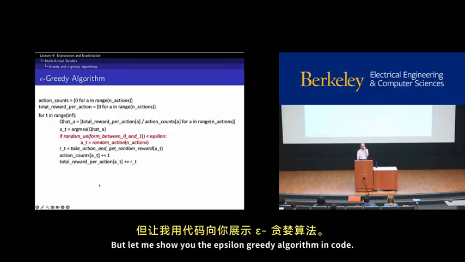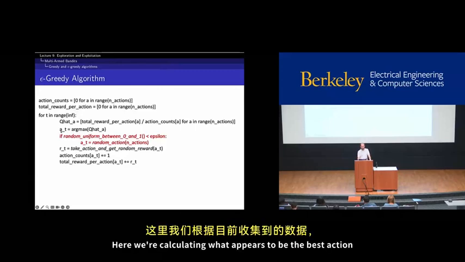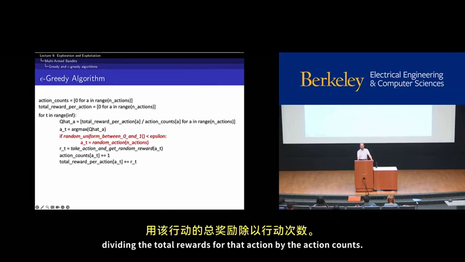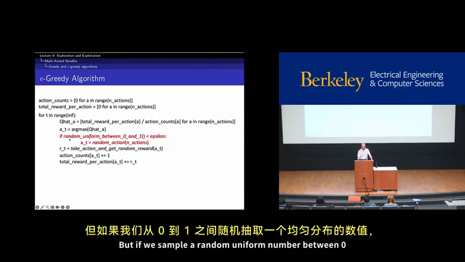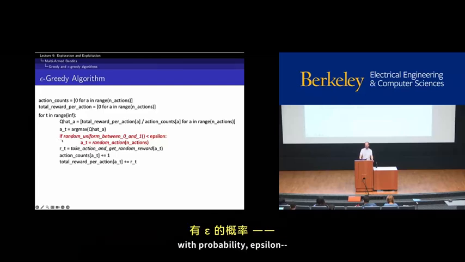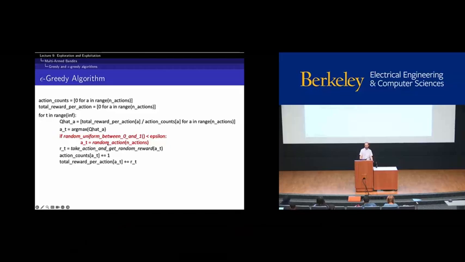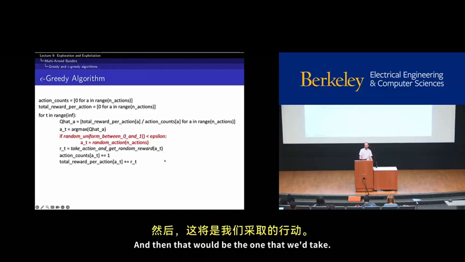But let me show you the epsilon greedy algorithm in code. So the black is the same as before. The red is what's new. Here we're calculating what appears to be the best action based on the data we've collected so far, dividing the total rewards for that action by the action counts. But if we sample a random uniform number between 0 and 1, and that number happens to be less than epsilon, so that means basically with probability epsilon, then instead we change our minds and we set the action to some random action. And then that would be the one that we'd take.